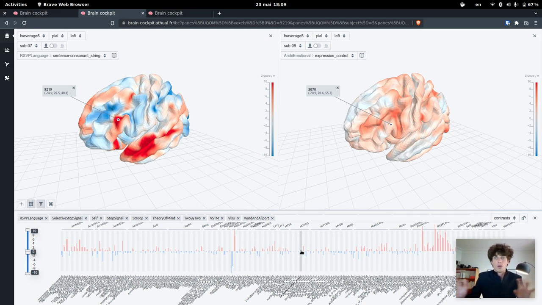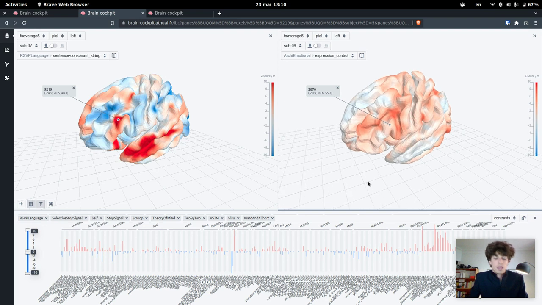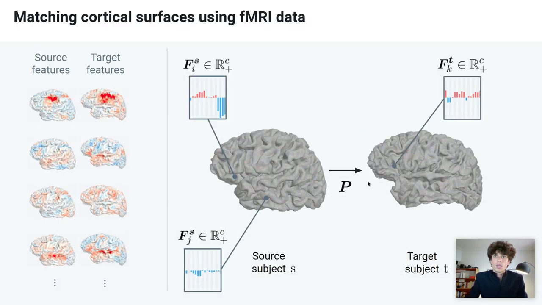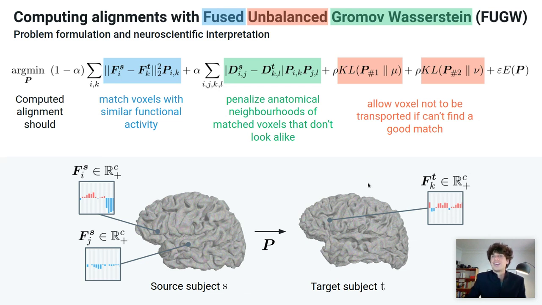This helped me a lot to understand how far our alignments need to move on the cortical sheet so as to find counterparts with matching functional fingerprints. That's basically what we're trying to solve and what Brain-cockpit was useful for in the first place. So let's go back to the slide. I'll just take a minute to introduce you to the optimization problem that we're trying to solve. Let's not spend too much time on this equation, but it's basically a new optimal transport loss that we're trying to minimize here.